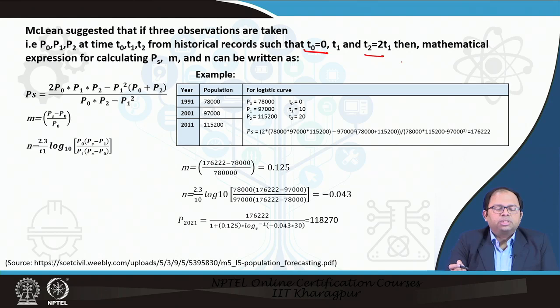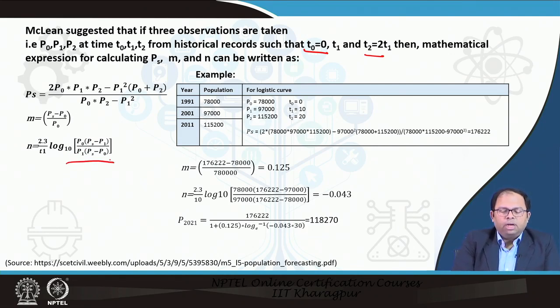Then the mathematical expression for calculating Ps, m and n can be written as Ps equal to 2 P0 P1 P2 minus P1 square, within brackets P0 plus P2, divided by P0 P2 minus P1 whole square. And m equals Ps minus P0 by P0, and n equal to minus 2.3 by T1 into log to the base 10 of P0, as you can see over here in the equation.